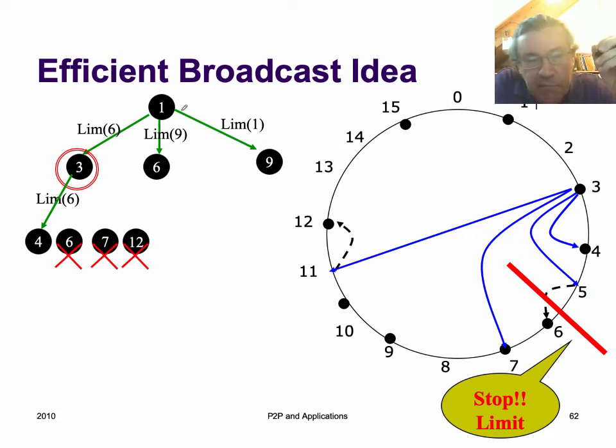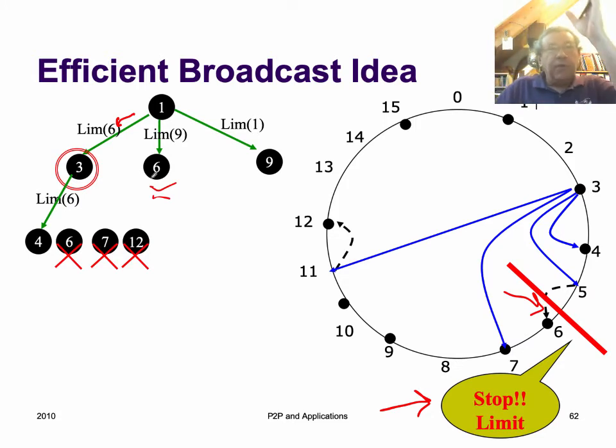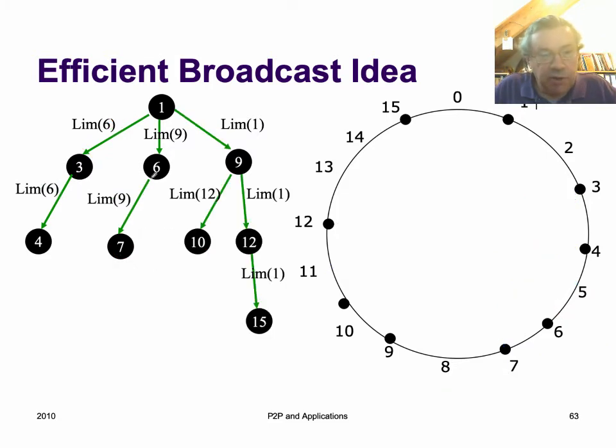So for example, the message coming in here, going to node 3, has a limit of 6. The limit of 6 means that when this one sends its messages down to 4, 6, 7, 12, it will only send to the nodes that are less than 6. So it will send to 4, but it will not send to 6, 7, or 12. So there's a limit here. Because of this limit, this one will only send a message to 4. And it's not a problem because we have another message going to node 6. So because of the limit, we're basically slicing off part of the tree from each message going down.